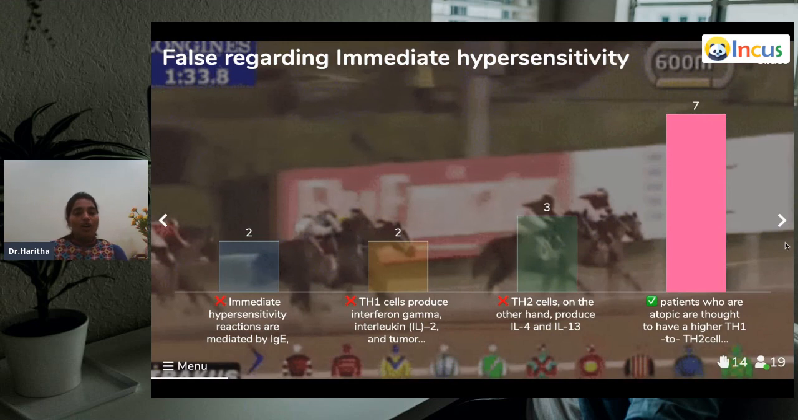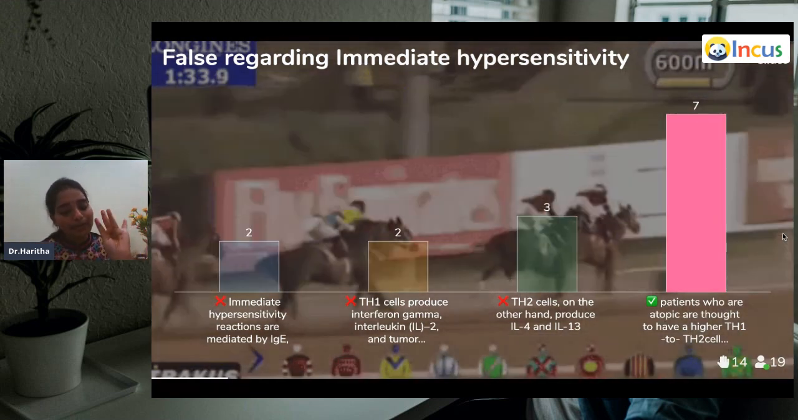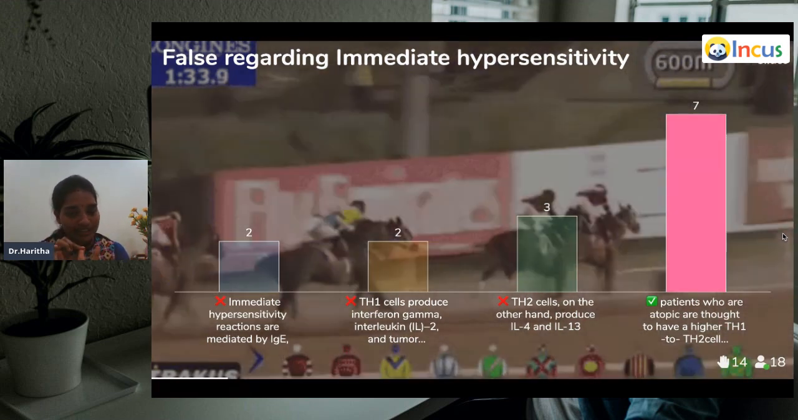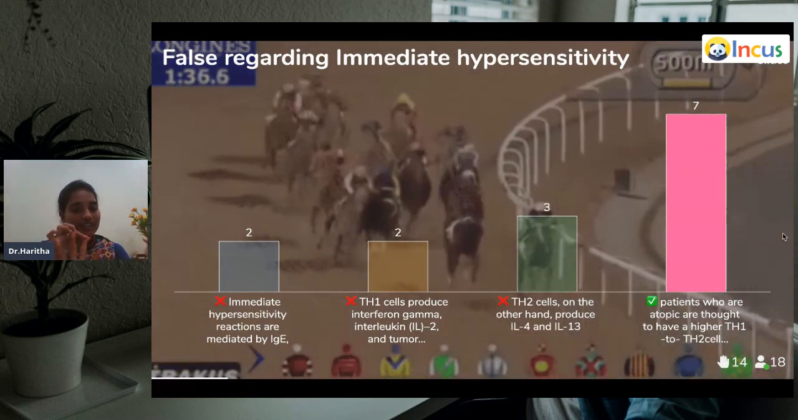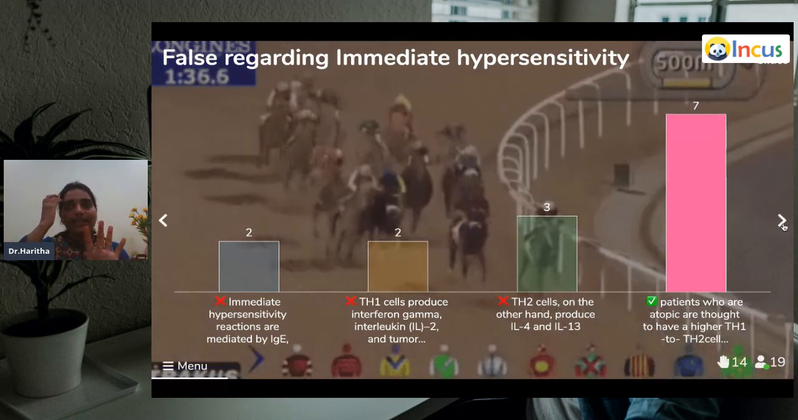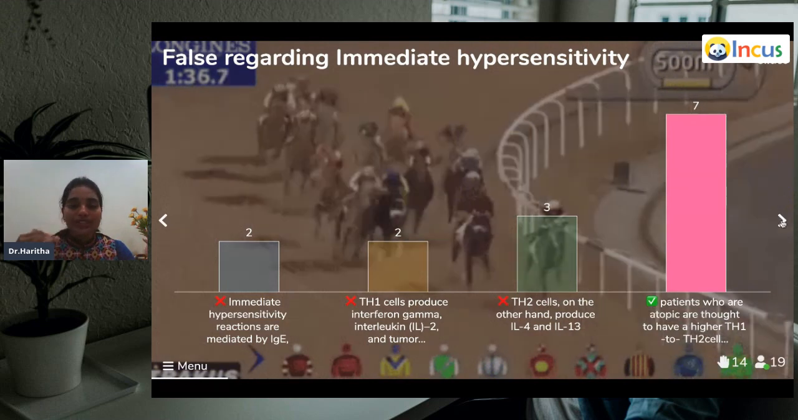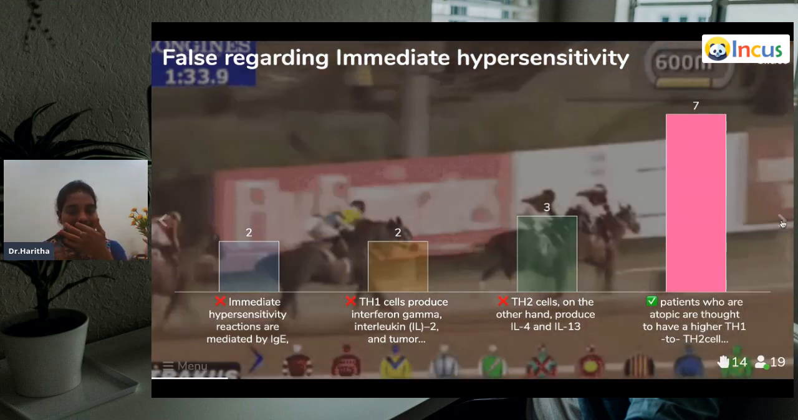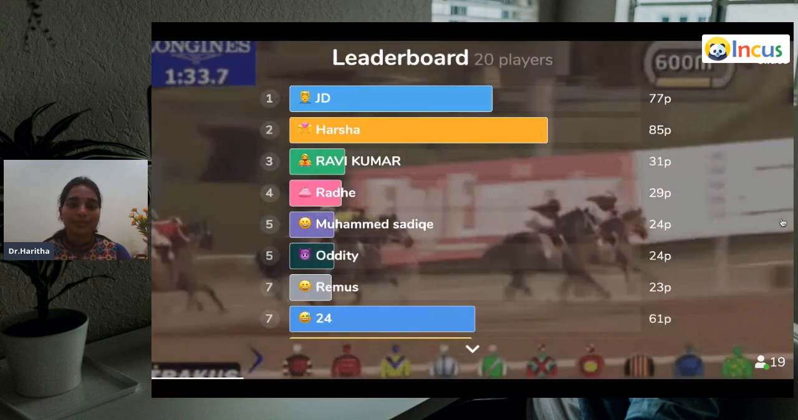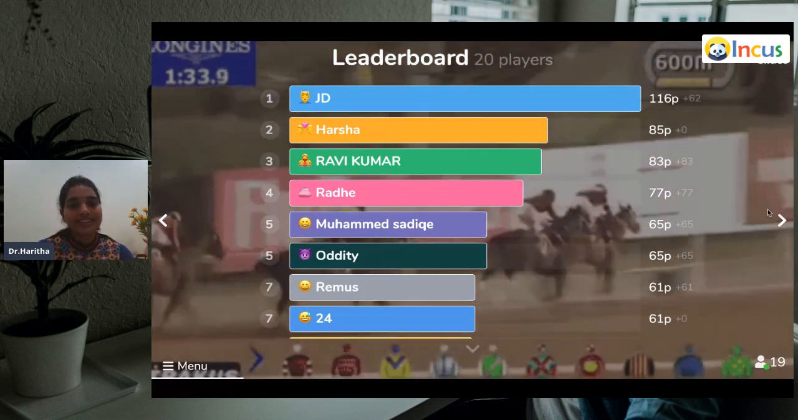Okay. Now, what are the types of hypersensitivity you know? 4 types are there. Type 1, type 2, type 3 and type 4. Type 1 is immediate IgE. Type 2 cytotoxic, which is IgG and IgM mediated. Type 3 is immune complex. And type 4 is delayed. Some say delayed is a type of type 1 hypersensitivity. But how is it related? Let us see. Now, as we all know, immediate hypersensitivity reactions, they are mediated by IgG. And we have JD who answered this question well.